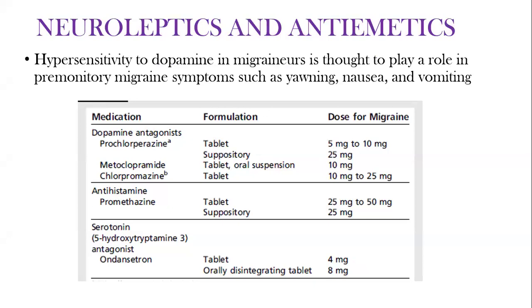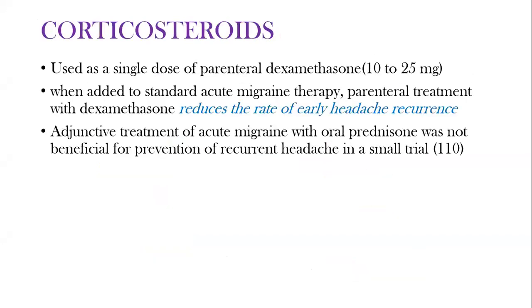Depending on the patient's severity of symptoms, we can adjust the dose. And in a case of acute migraine attack, we can give steroids also. Recently, studies show that even a low dose like 4 milligram dexamethasone will help you abort the migraine attack. Maximum dose up to 25 mg.